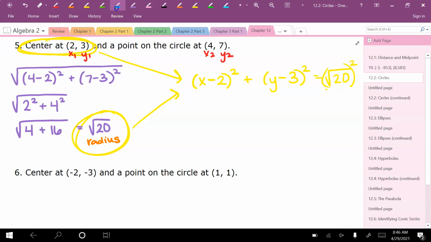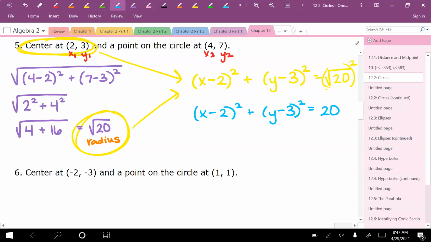So for my answer here, I can't simplify the x minus 2 or the y minus 3, so we're going to just leave those as is, like we've seen on some of those problems up above. So it says x minus 2 squared plus y minus 3 squared. What happens with the radius squared? What does it equal? 20.